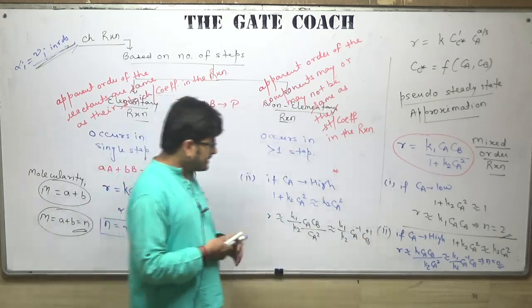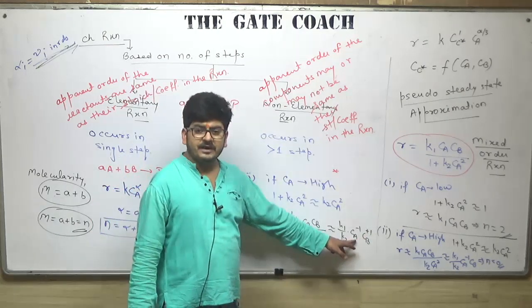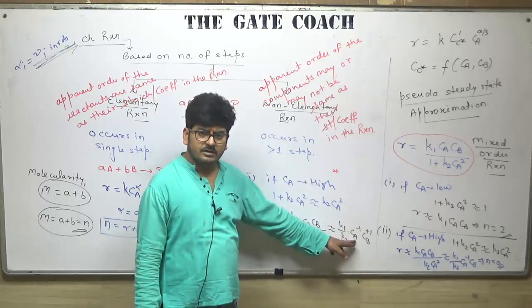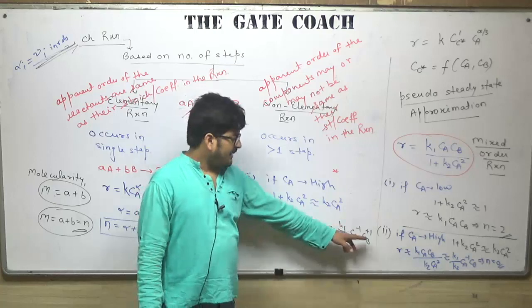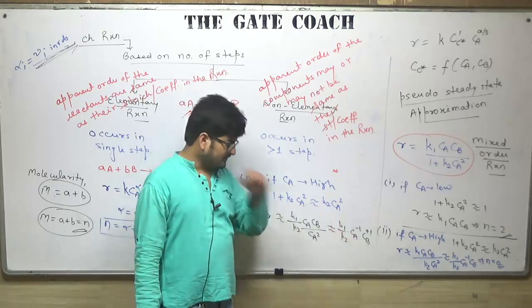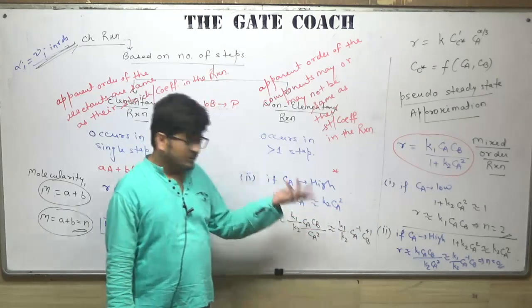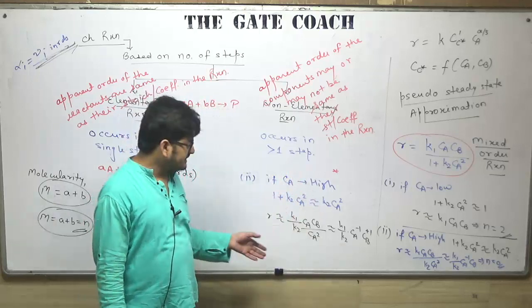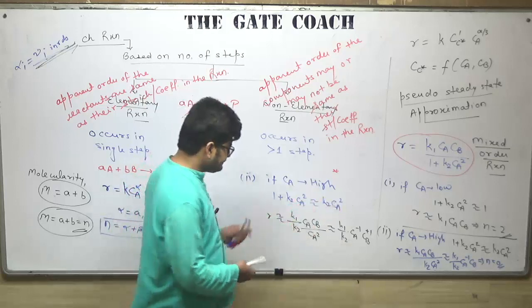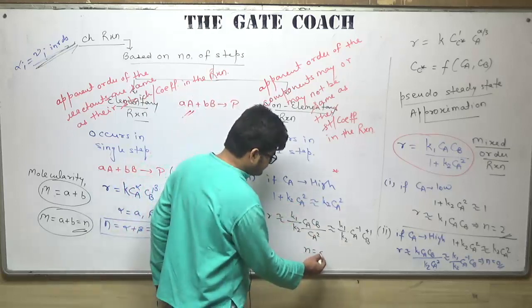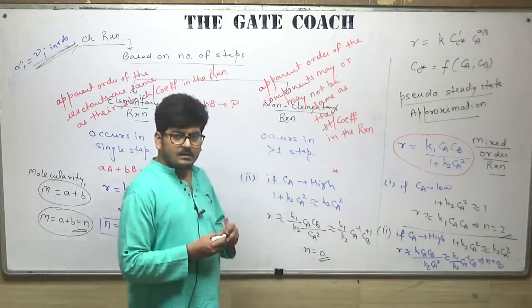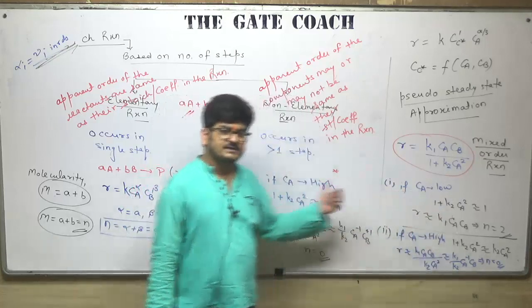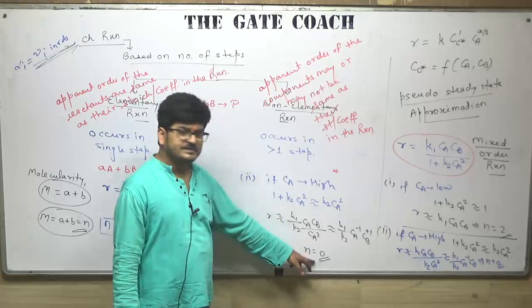Okay, so you can see apparent order of A is minus 1. So reaction is negative order in terms of A. Apparent order of B is plus 1. So reaction is first order in terms of B, and overall order is 0. So when Ca was low, overall order is 2. When Ca is high, overall order is 0.